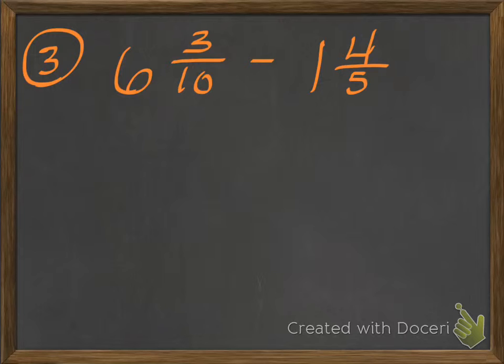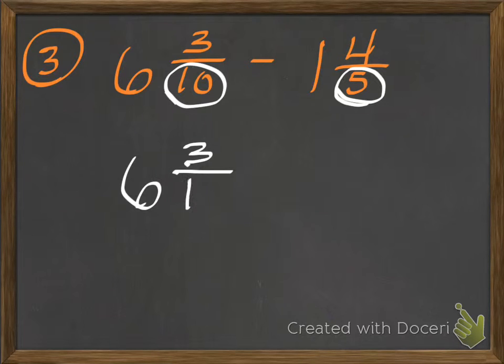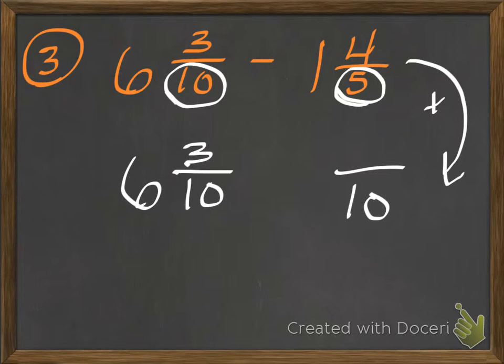Let's do number 3. 6 and 3/10 minus 1 and 4/5. First thing I need to do is find a common denominator. I know that 10 is going to be a common denominator for both of these numbers. So I'm going to go ahead and rewrite the same one because I'm just going to multiply this number times 1. And so I just rewrote it. Now over here on the other side, I'm going to change the 5 to 10, and to do that I have to multiply times 2. So whatever I do to the bottom, I do to the top, and 4 times 2 is 8, and then I put my whole number down.